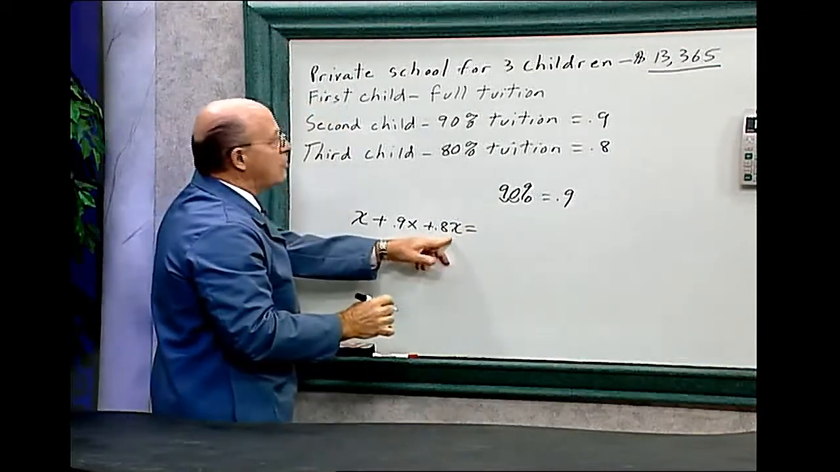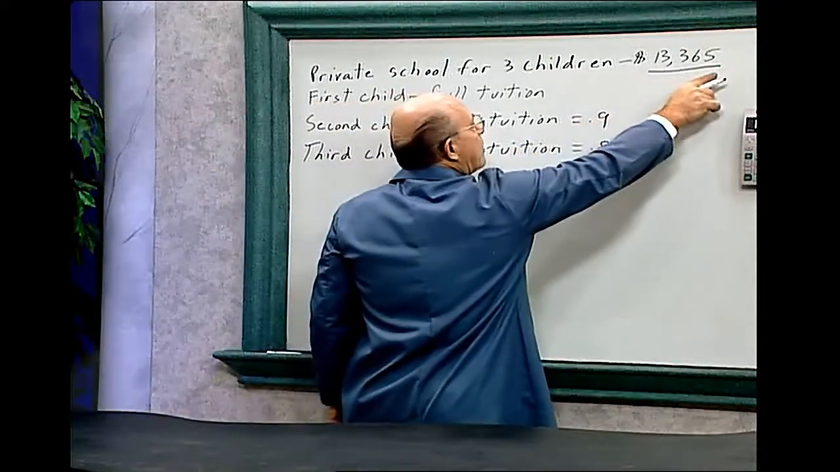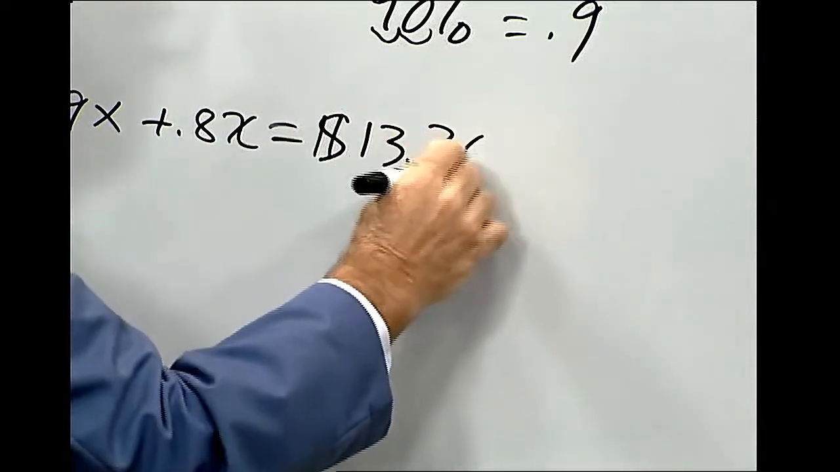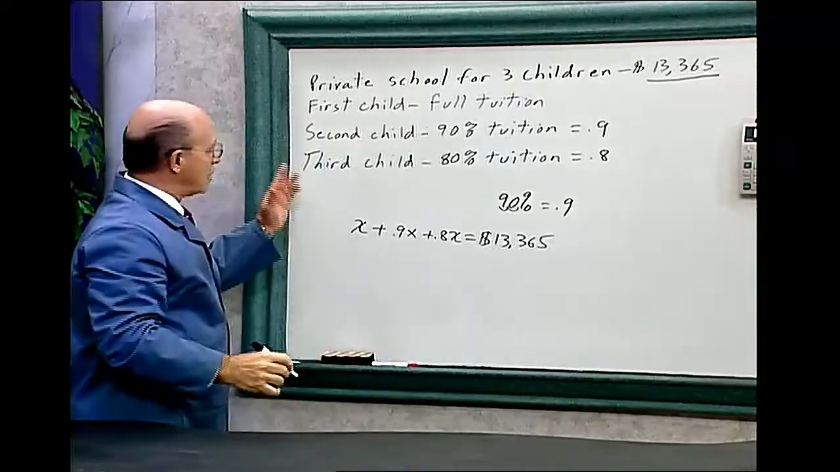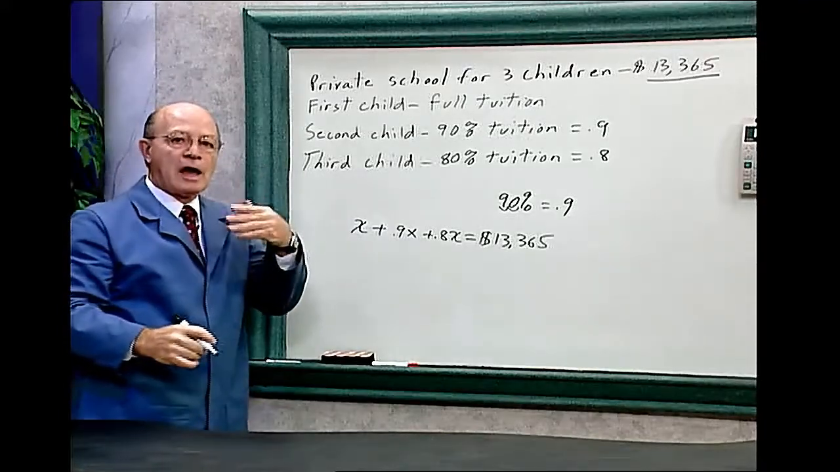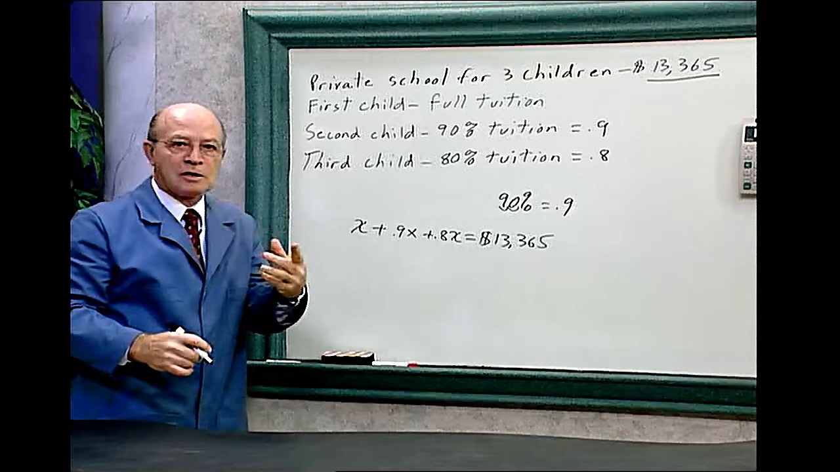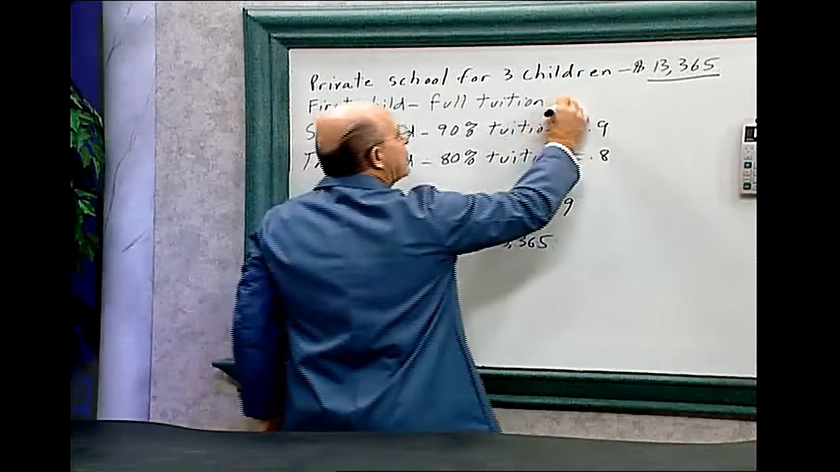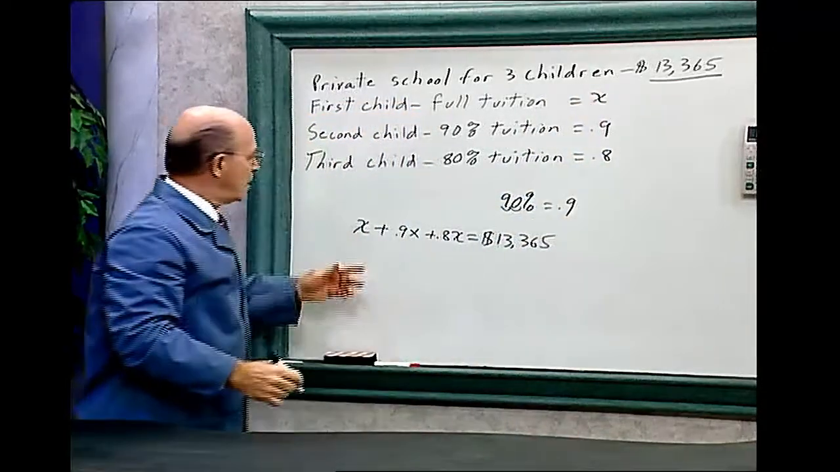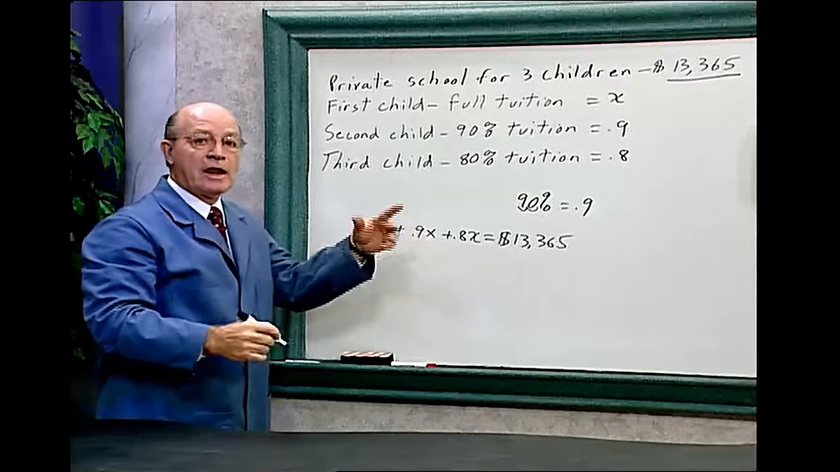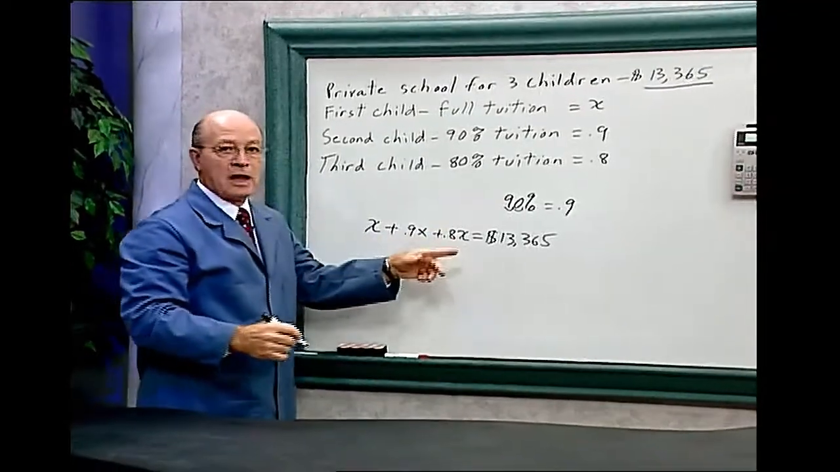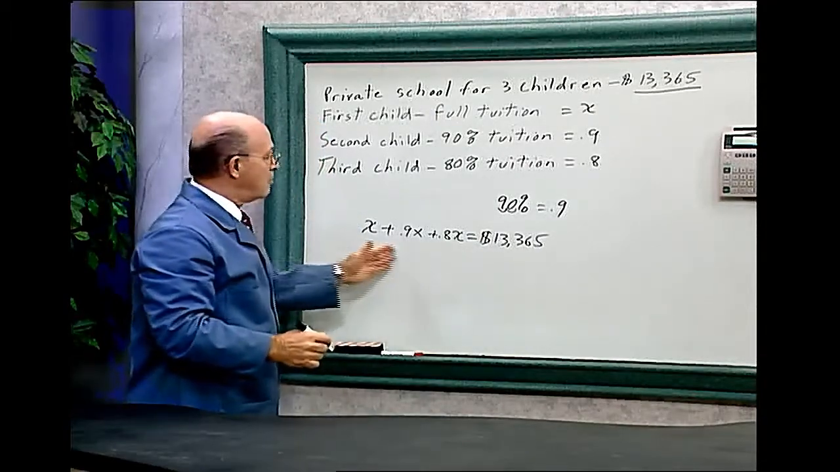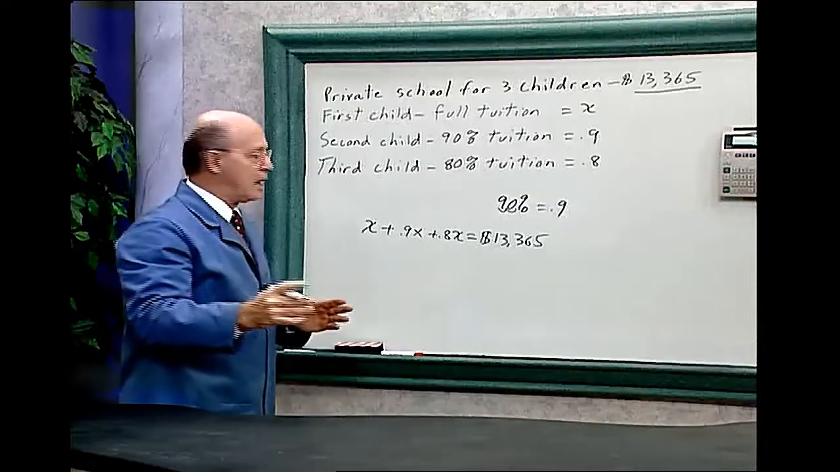and adding these all together will equal the full amount for the 3 children, which is $13,365. So now just look at this. Just try to think. Remember, algebra, you must use logic. And the x here stands for, if we put it over here, this is x, full tuition. X plus 0.9 of that x plus 0.8 of that x will equal the total amount. So all we have to do now is combine them together and then isolate the x.